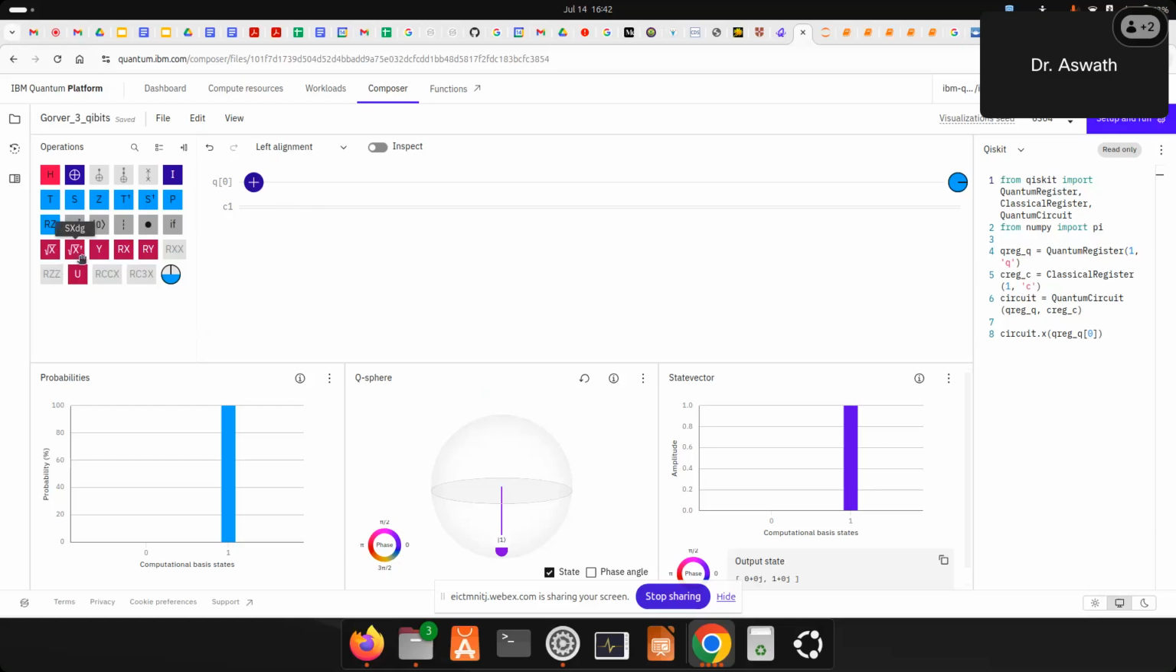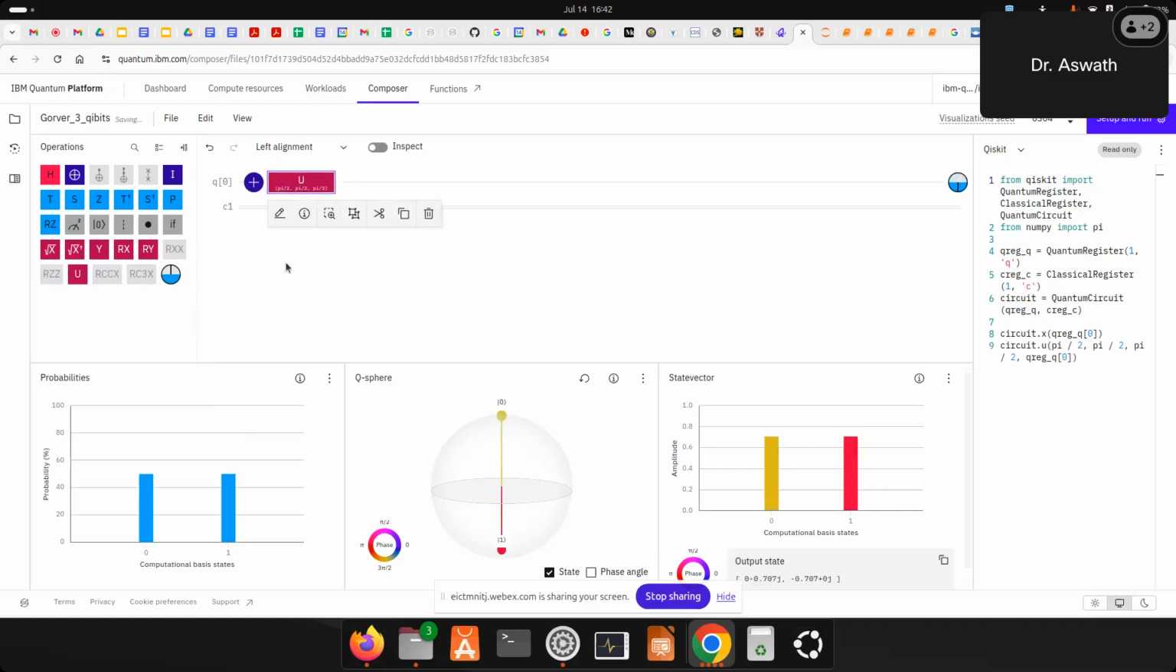Square root of x, dagger, y, RX, RY. Just like RZ, you can rotate a quantum state about the x-axis or y-axis with some angle. So those are these gates. There are other gates like RXS, but these are deprecated and removed, so you can forget about them for now. There is a U gate. U means a combination of many gates together. You can create a unitary matrix.